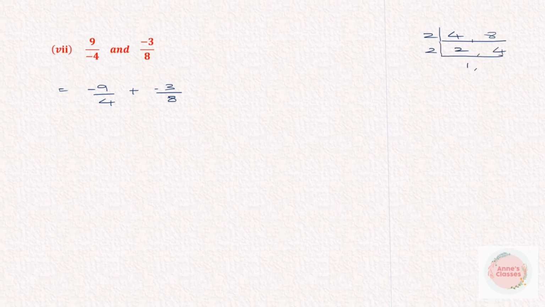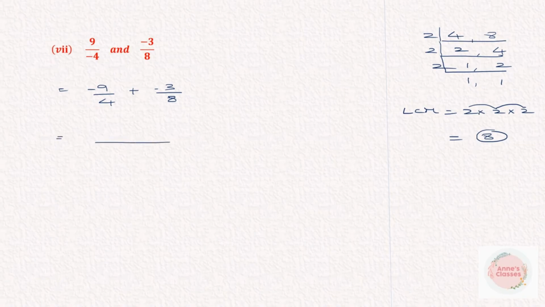Question 7. So here again, in the first fraction, the denominator has a minus sign. We'll transfer it to the numerator. So this becomes minus 9 by 4 plus minus 3 by 8. 4 and 8, two different denominators. Let's find the LCM. 2 2s are 4, 2 4s are 8. 2 1s are 2, 2 2s are 4, and 2, 1 and 1. So LCM is 2 into 2 into 2. 2 2s are 4, 4 2s are 8, LCM is 8.